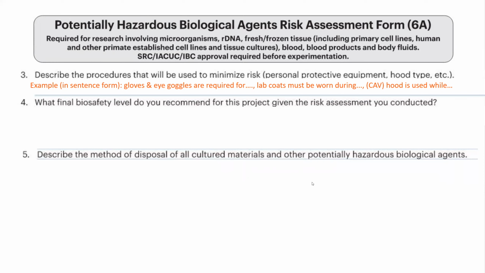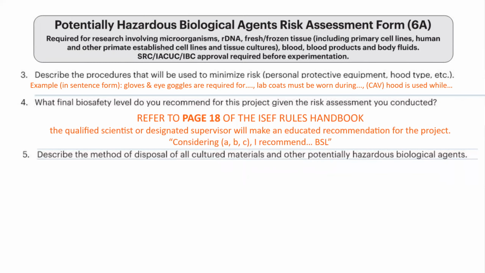Biosafety level is based on risk group of the biological agents, level of containment the student has available, and the experience of the qualified scientist/designated supervisor. An example answer to this question may begin like, considering that none of the microorganisms exceed risk group 1, that the students have access to a biosafety level 2 lab, and the qualified scientist has experience working with biosafety level 2 biological agents, I recommend this project be classified as biosafety level 1.